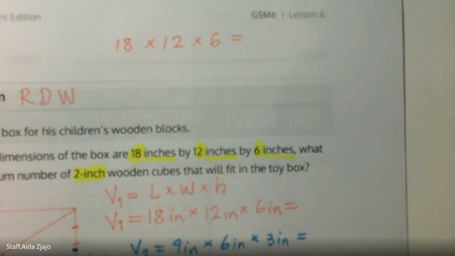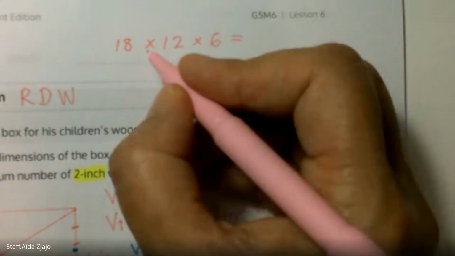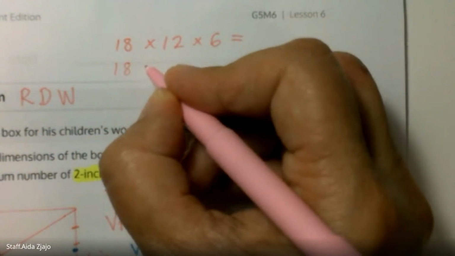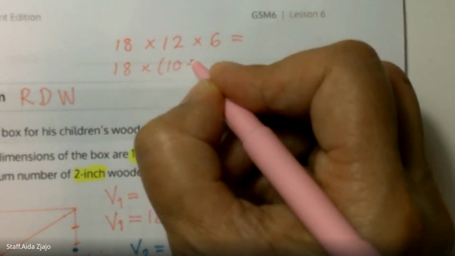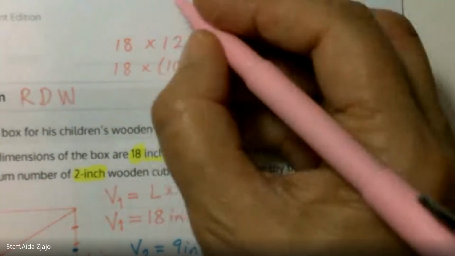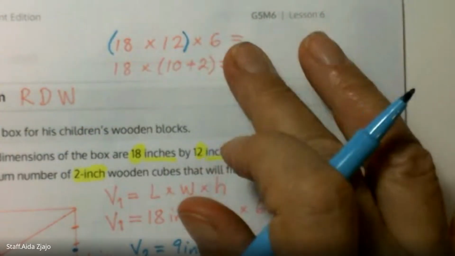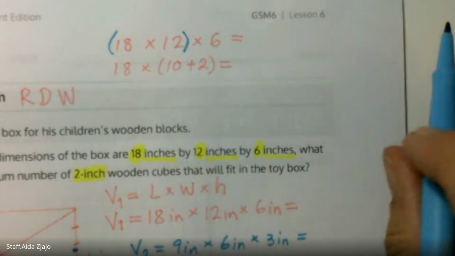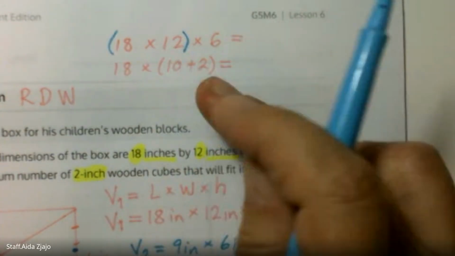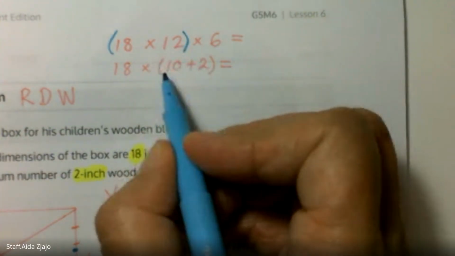I can do distributive property. If I'm thinking about just doing 18 times 12, I can do 18 times 10 plus 2. I will figure this out first, and then after I get the answer, I'm going to multiply by 6. The distributive property says that you can distribute one factor, 12, into 10 and 2. And so now it's easy.